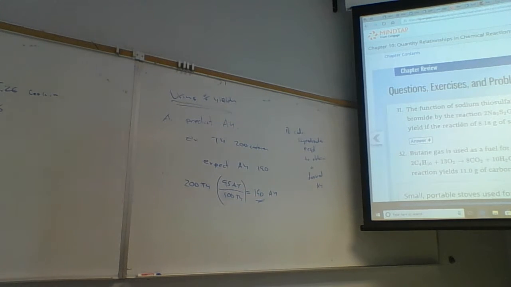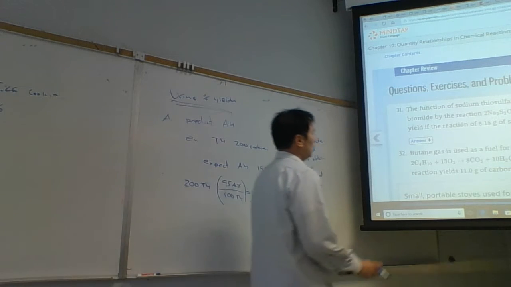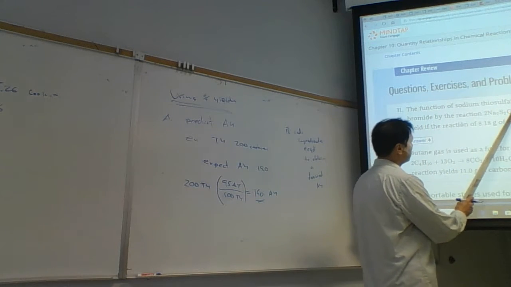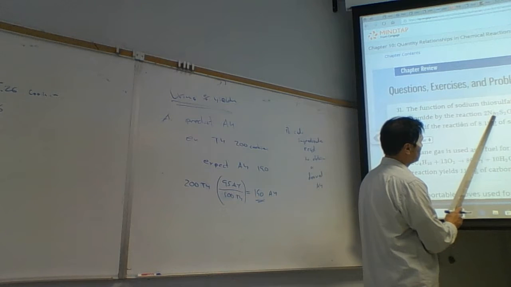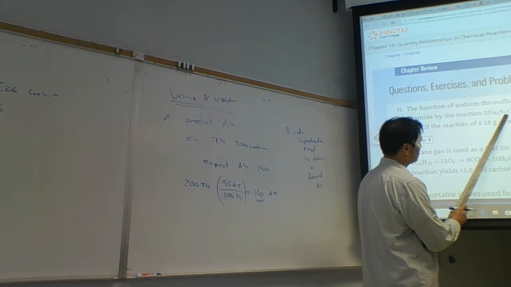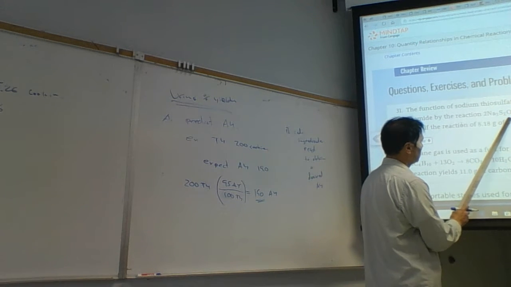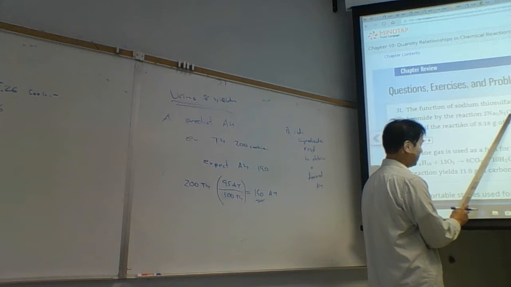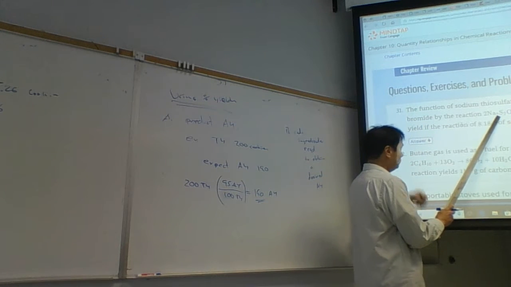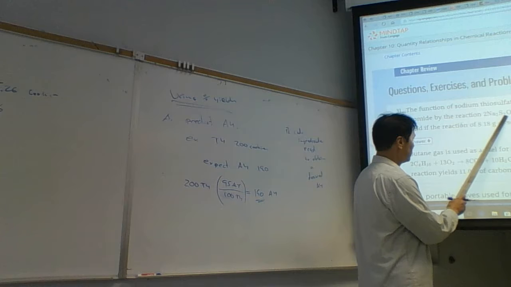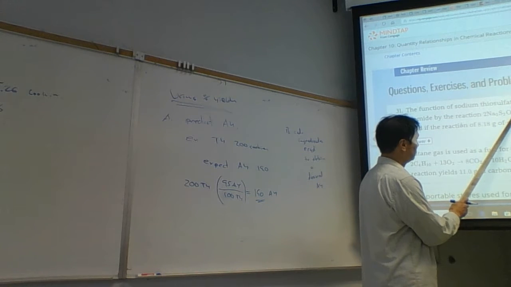Let's take a look at this first one. The function of sodium thiosulfate. Sodium thiosulfate is, this is sodium ion. Thiosulfate is S2O3 2 minus. Thiosulfate is actually a common ion, but I didn't have you memorize it. And so we need 2 sodiums to balance out the thiosulfate.